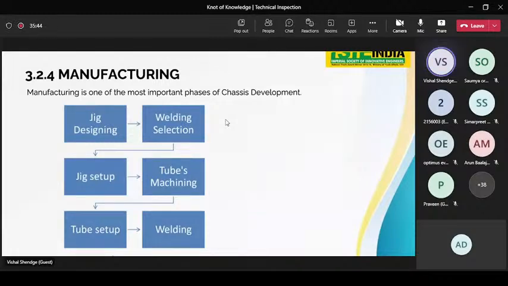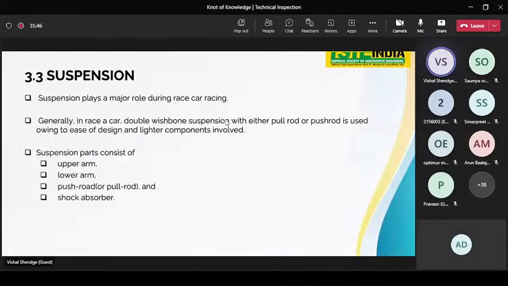Next, suspension. Suspension plays a major role during race car racing. Generally, in a race car, double wishbone suspension with either push or pull rod is used, owing to its design and the lighter components involved. Suspension consists of upper arm, lower arm, push rod or pull rod, and shock absorber.